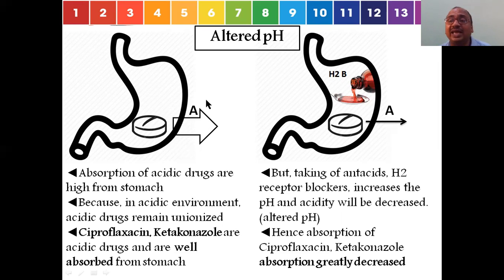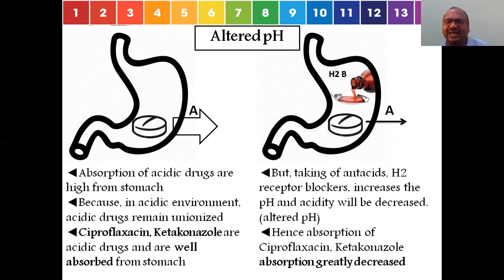Okay, when you are taking it alone, absorption is high. But here you are taking this tablet along with an antacid, or along with H2 blockers. H2 blockers we know very well, they block the H2 receptor, so acid secretion will be decreased. So what happened? pH will be increased, just like an antacid. Antacids and H2 blockers are almost the same because they increase the pH and decrease the acidity.